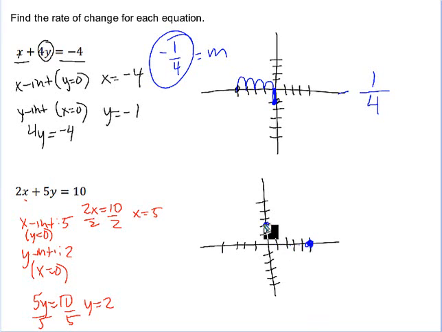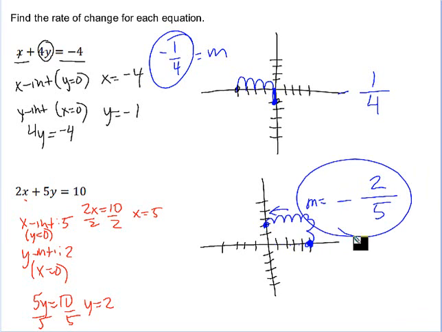And now we want to find the rate of change. So start at one of the points. I have to go up 1, 2. So I went up 2, I rose 2. And then I'm going over 1, 2, 3, 4, 5. And I was going to the left, so I'm going to make it negative. So here the rate of change would be negative 2/5.